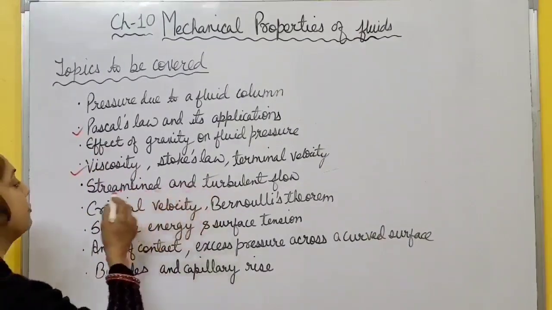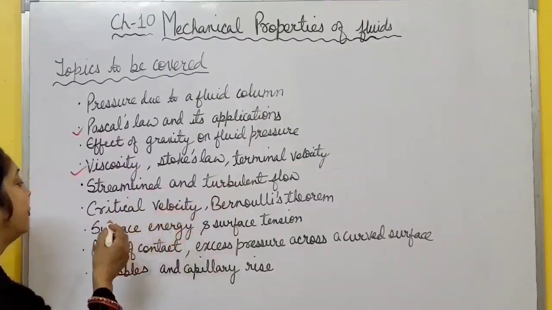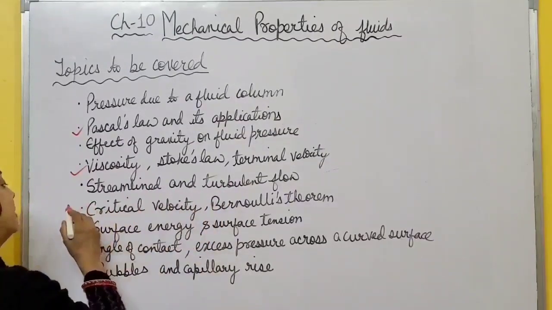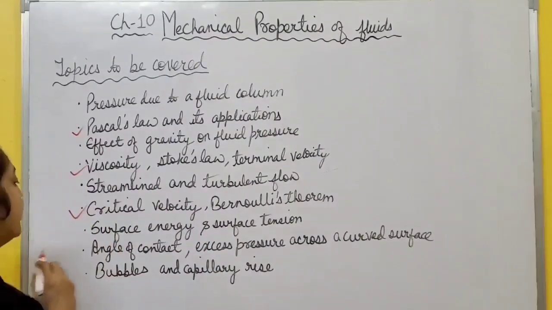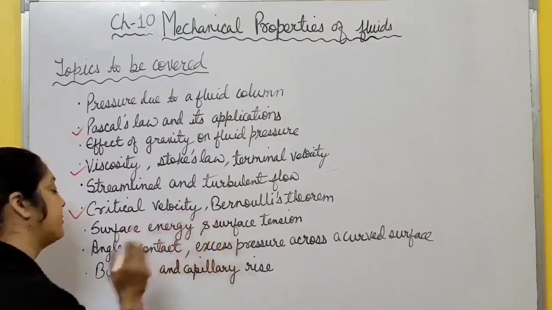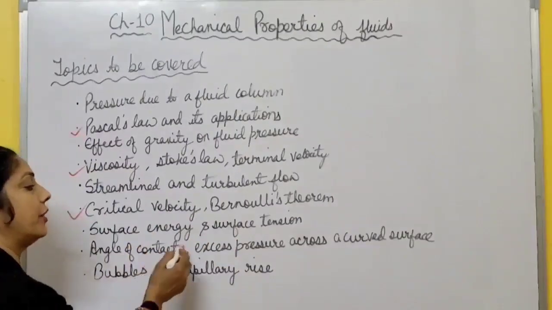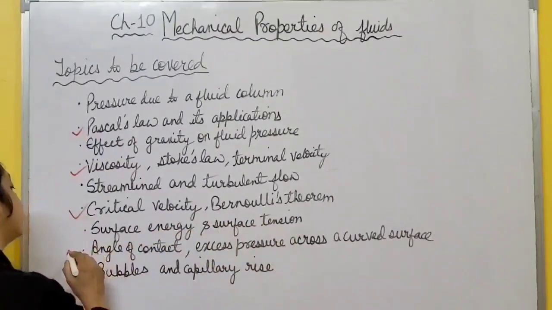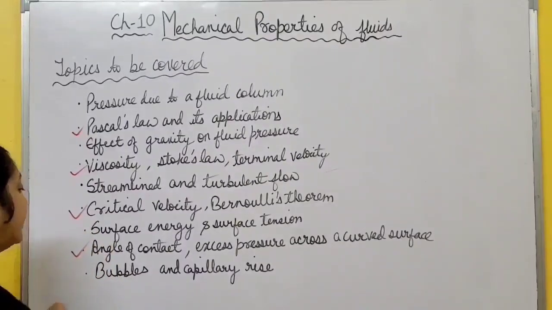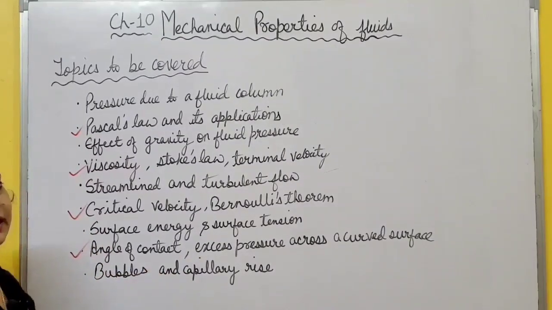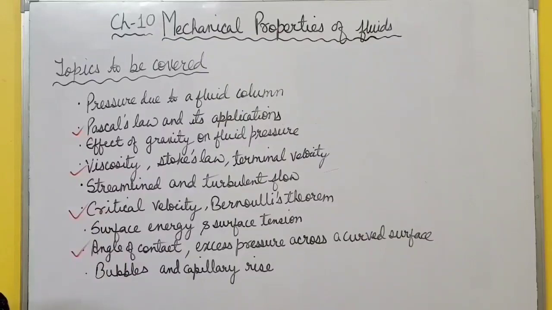After that, types of flow, that is streamlined and turbulent flow. Then critical velocity, Bernoulli's theorem. This topic is also very important. After that, surface tension and surface energy. Then angle of contact, excess pressure across a curved surface. This topic is also very important. And at last, bubbles and capillary rise. So I will discuss each topic one by one.